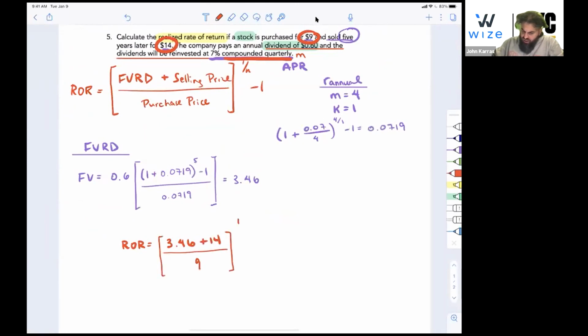Now what's my n here? 5. Why isn't it 20? Isn't it quarterly? So I should do 5 times 4. Why is it 5? In this formula, it's always years. So 5 years, minus 1, 3.46 plus 14 over 9. So 0.1417 or 14.17%.